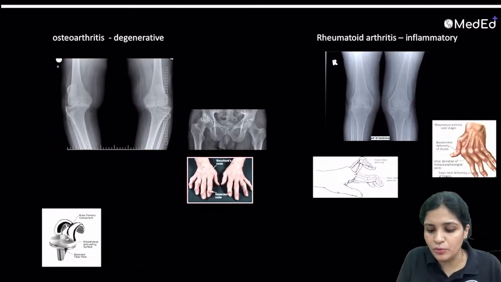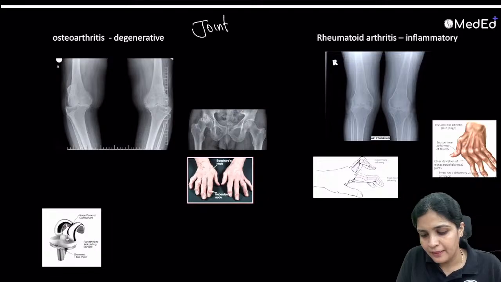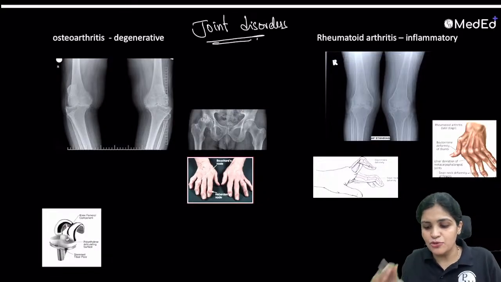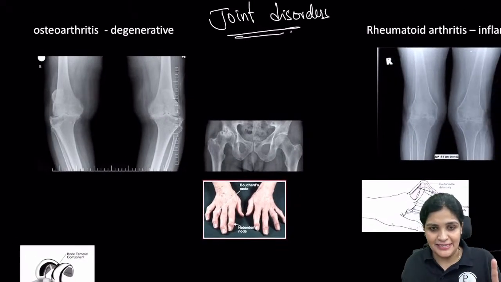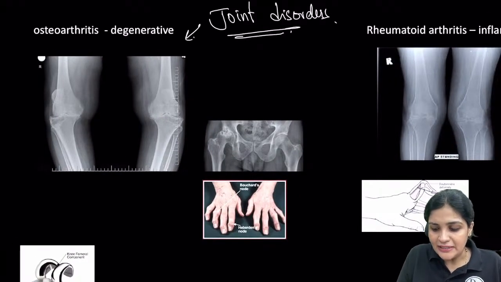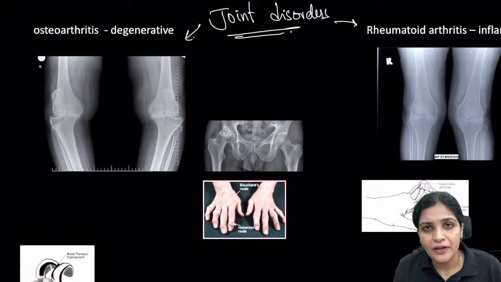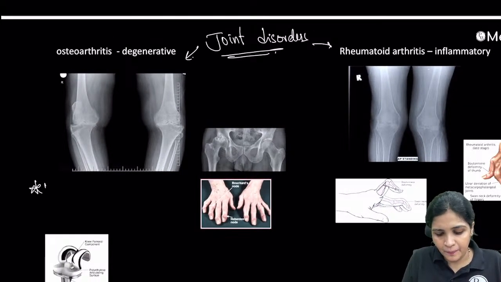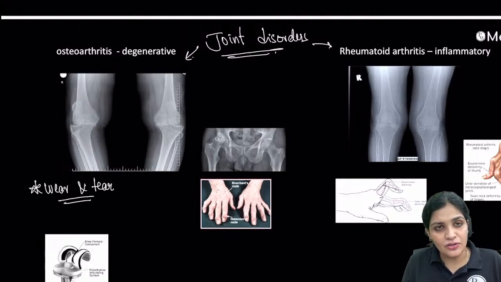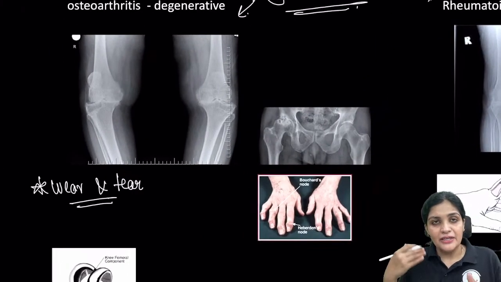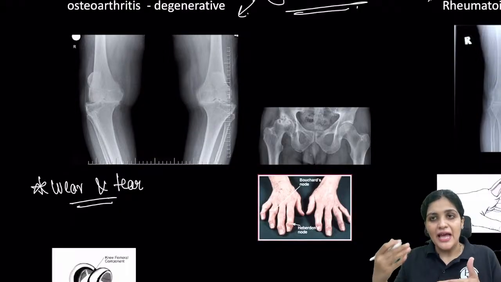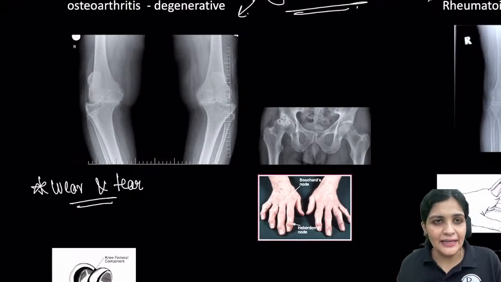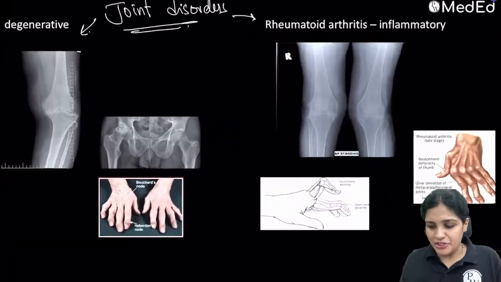Now let's move on to the joint disorders. Mostly we have two important things you have to differentiate in the exam. One is osteoarthritis, the second is rheumatoid arthritis. Osteoarthritis is mainly about the wear and tear mechanism, that is degenerative. As we use the joints, they get damaged. But what is inflammation?